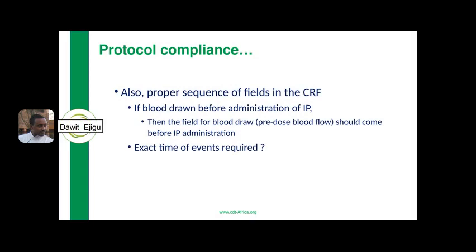Also, the proper sequence of the fields in the CRF should be carefully designed. For example, if a blood sample is drawn before the administration of an investigational product, then the field for blood draw should come first before the field for IP administration. And we may not need to indicate the exact time of events in this sequence because this entails several types of queries, and hence just putting the date and the hour may suffice.